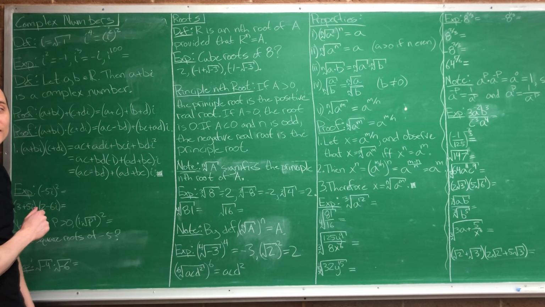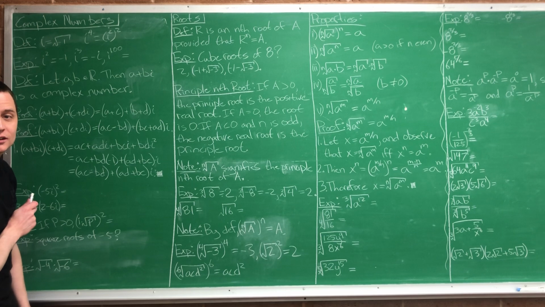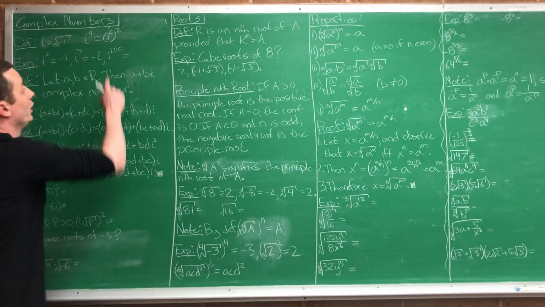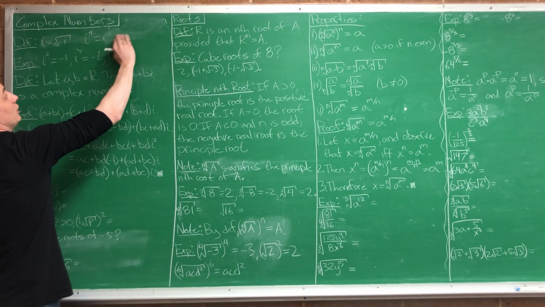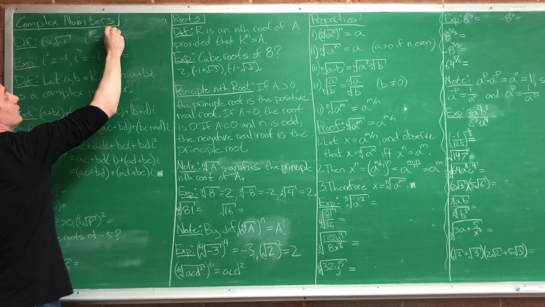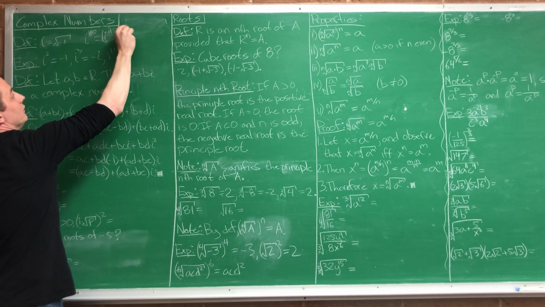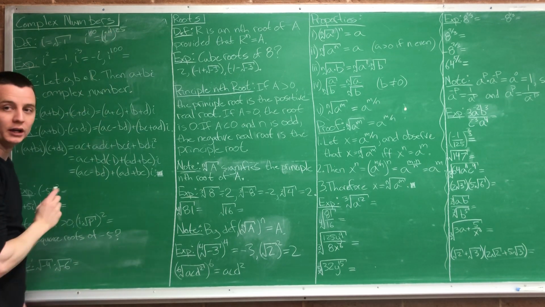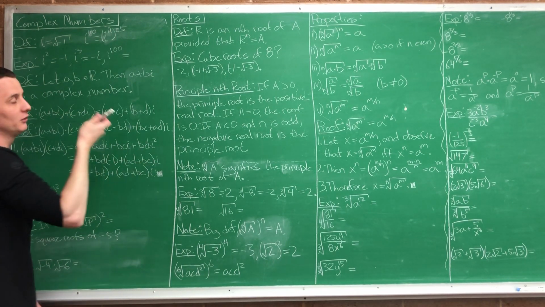So now what's i to the 100? 1. How did you do that? Because 100 is a multiple of 4. So we could rewrite i to the 100 as i to the 4 to the 25. And i to the 4 is 1. And 1 times 1 times 1, 25 times is still just 1.